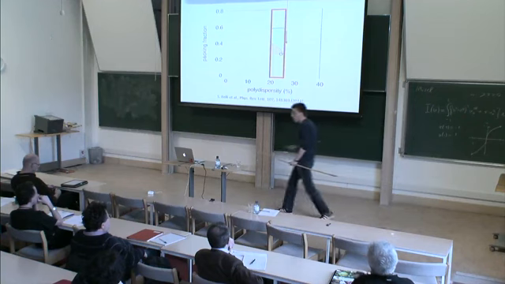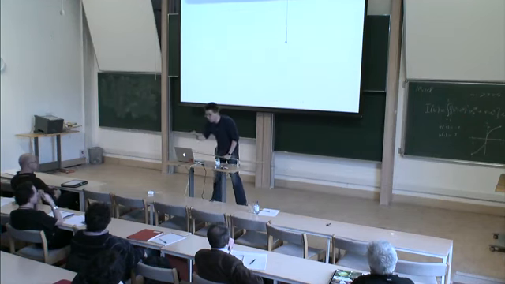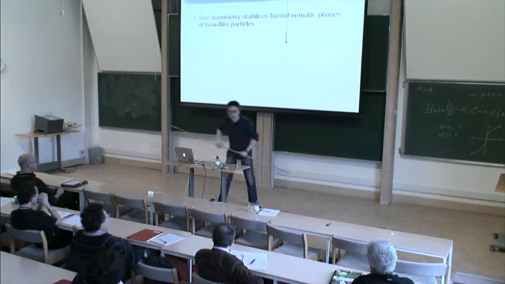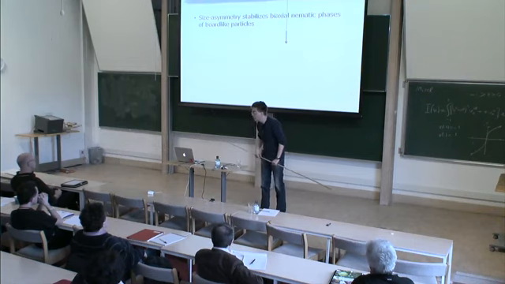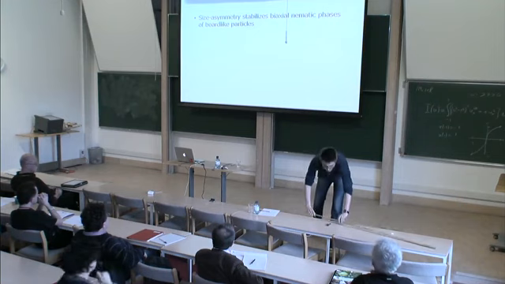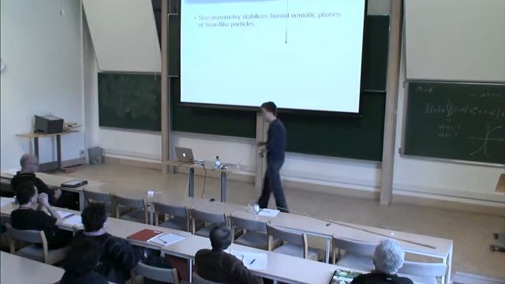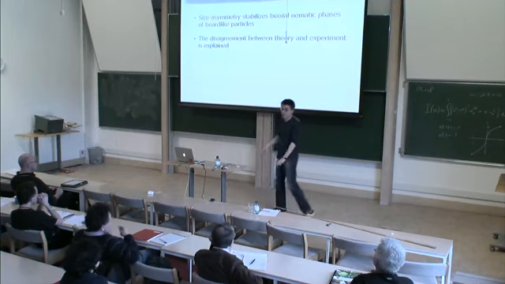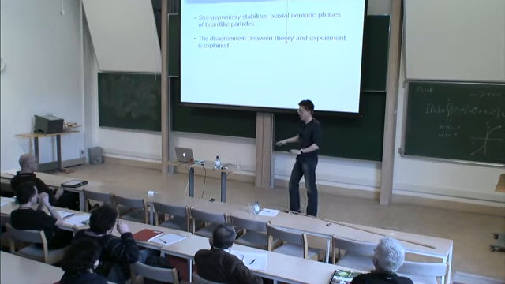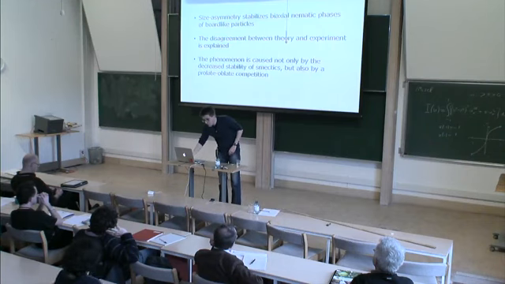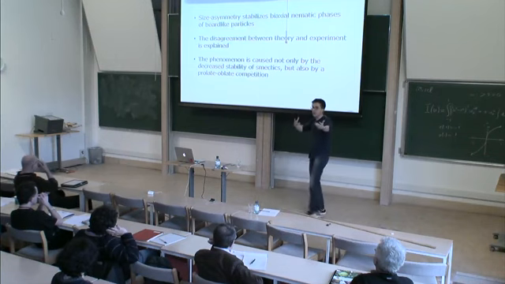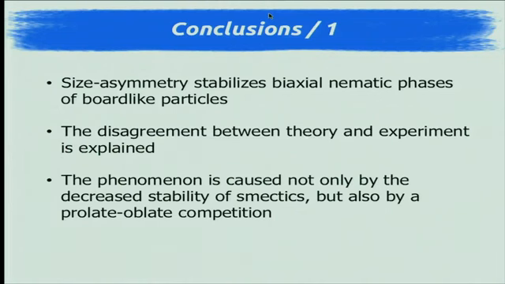So, after this, we can draw the first conclusions from this work: that size asymmetry indeed can stabilize biaxial nematic phases, at least in colloidal systems of board-like particles. In this sense, we can explain the disagreement between theory and experiment. Furthermore, this phenomenon is associated, again, with the competition between prolate and oblate uniaxial nematic behavior, which is still not really understood.